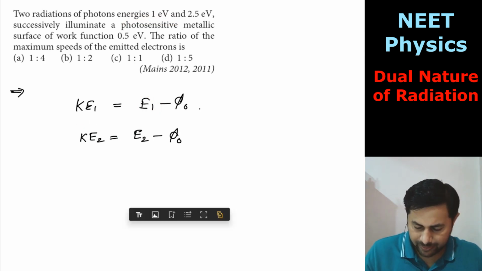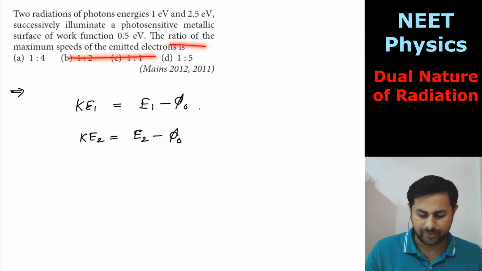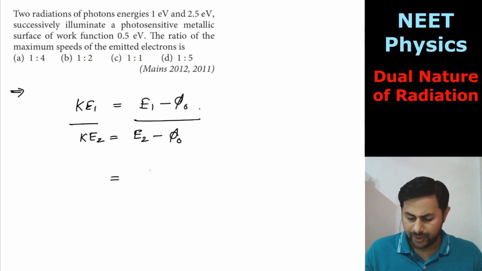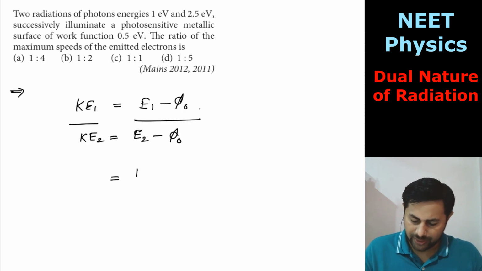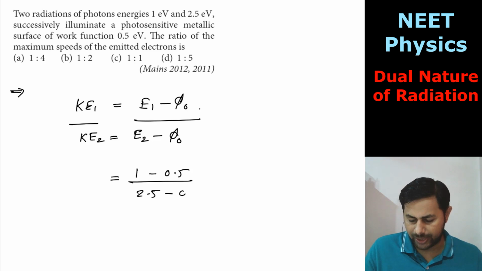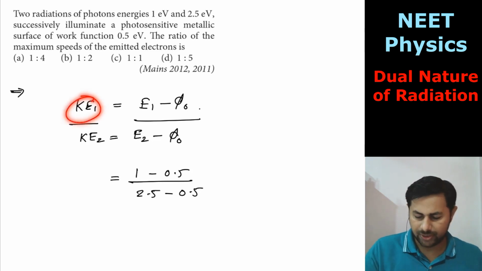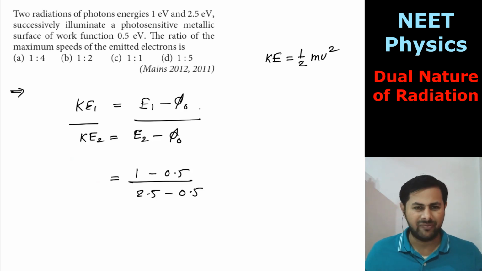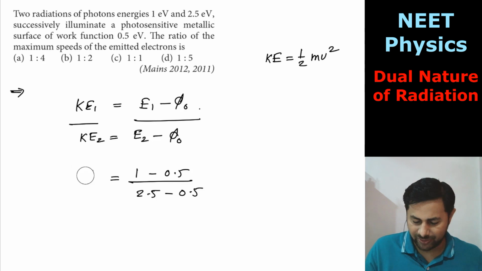Just divide the first by the second because you want the ratio of maximum speeds. That is equal to E1 minus phi naught divided by E2 minus phi naught. So E1 is 1 electron volt minus phi naught, 0.5 electron volt, and E2 is 2.5 electron volts, and again phi naught is 0.5 electron volts. Kinetic energy is half mv square, so it is proportional to v square, and that's why instead of writing half mv square, you can just say it's v1 by v2 square.